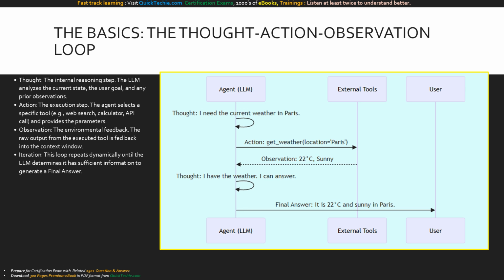This sequence diagram beautifully illustrates the chronological flow of a single ReAct cycle. The agent starts with a thought, realizing it lacks weather data. It sends an action to the external tools. The environment processes this and returns an observation, 22 degrees and sunny. With this new, factual grounding, the agent formulates a second thought, concluding it has enough data to satisfy the user, and finally outputs the final answer. Notice how the reasoning strictly drives the tool execution.